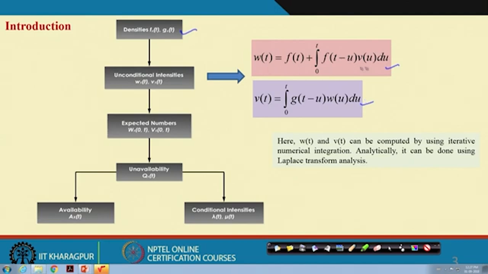Now, question is, if you see the equation, is it an ordinary equation, something which has a closed form solution, or in what way will you compute the Wt, Vt? Well, if it is not a closed form, then most of the times we rely on iterative numerical integration. There are many numerical techniques, Newton-Raphson is one of them. So, what you can do, you can use the numerical integration methods and then find out the value of Wt and Vt.